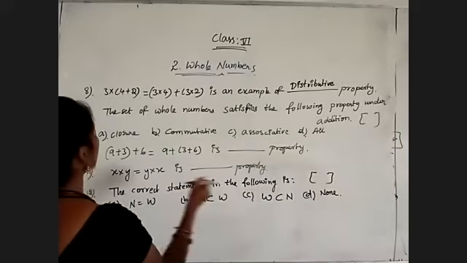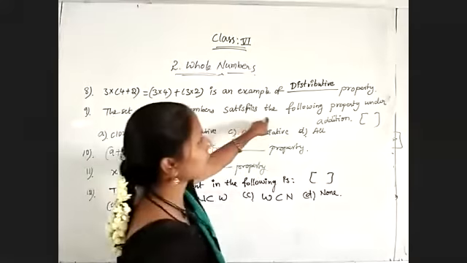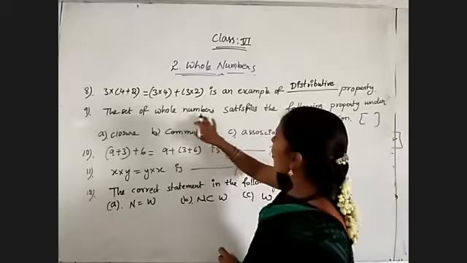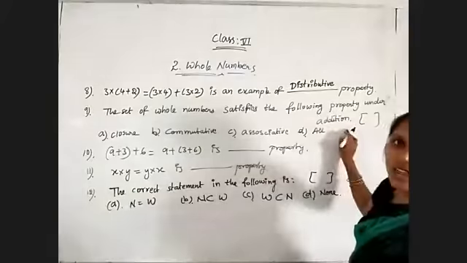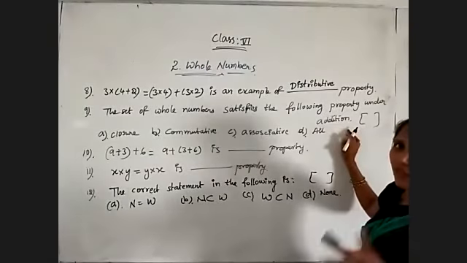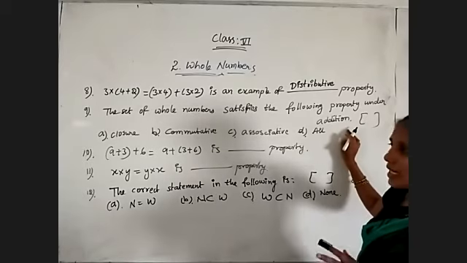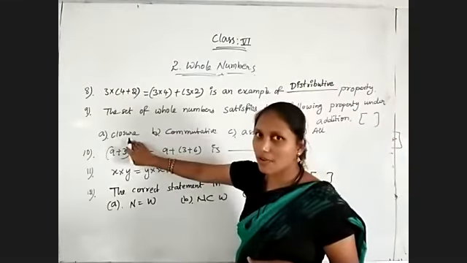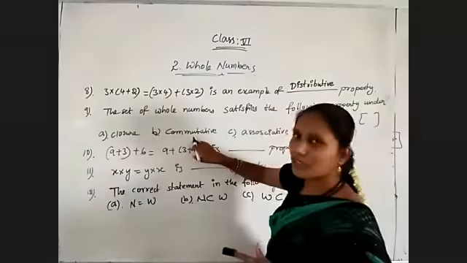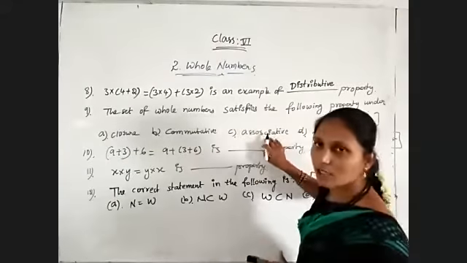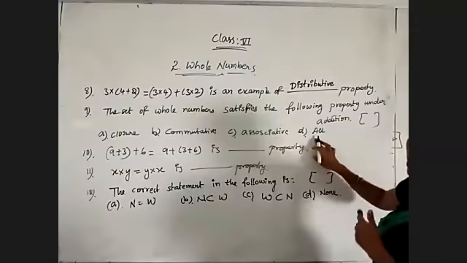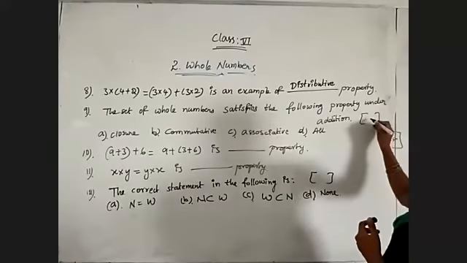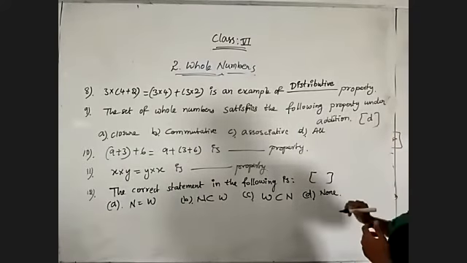Now coming to the next, the set of whole numbers satisfies the following properties under addition. Whole numbers under addition and multiplication, every property is satisfied. So what will be that? First, closure property is possible for whole numbers under addition, commutative also possible, associative also possible. So all the given properties are suitable under addition for whole numbers. So all options are correct.